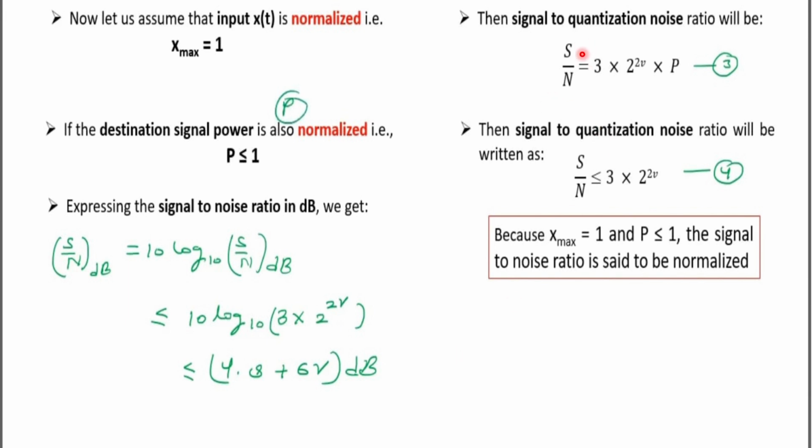Then S by N equals 3 into 2 to the power 2b into P, where P is the power. This quantization ratio will be S by N less than 3 into 2 to the power 2b, because x maximum equals 1 and P is less than 1. This signal to noise ratio is said to be normalized. That is my presentation. Thank you.